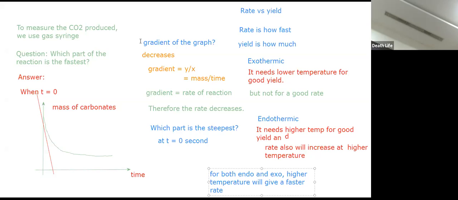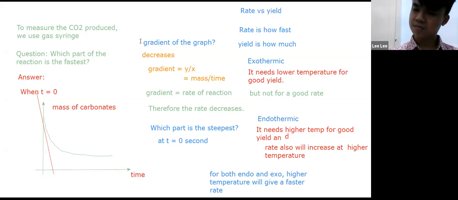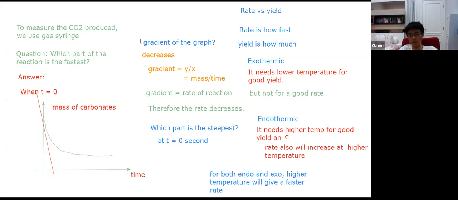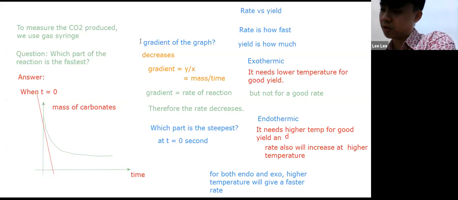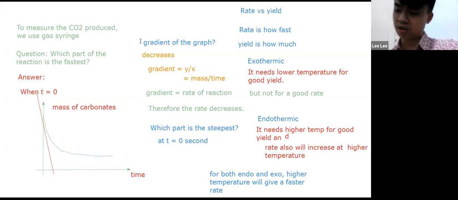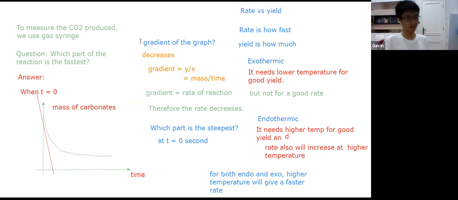So if I just want a faster rate but a worse yield, then for exothermic I just increase the temperature. Yeah. If you want to have a good rate, the temperature has to be high. But it's not the discussion for the yield. The discussion for the yield is another story again. Okay. Others have questions?